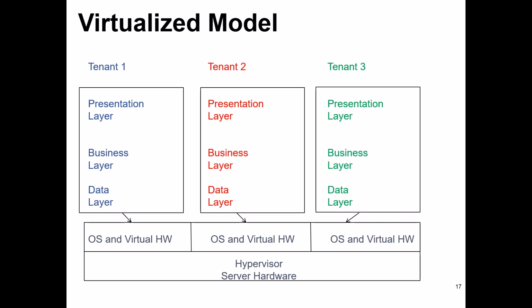The virtualized model, on the other hand, still allows you to have the separation of tenants. They're each in their own operating system, but they can be running on the same hardware, and they can take advantage of things like the shared processor pool. They can share Ethernet adapters and fiber adapters and still have the level of segregation by running in their own virtual machine.